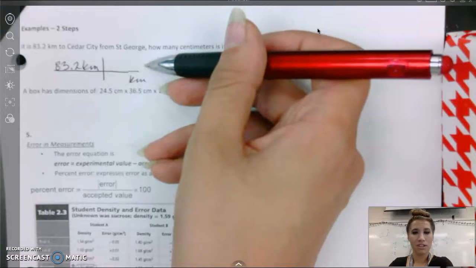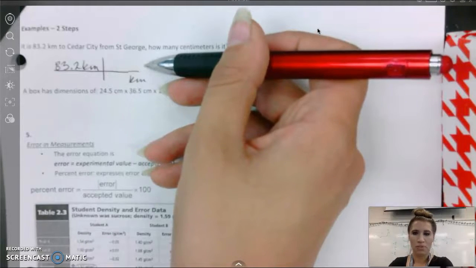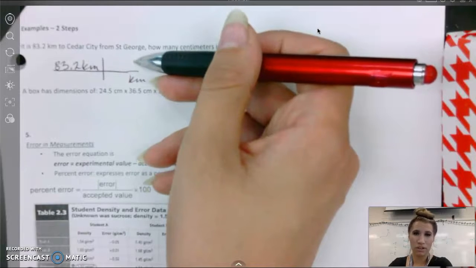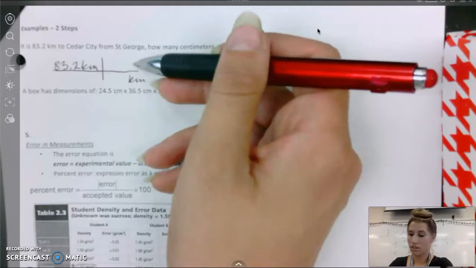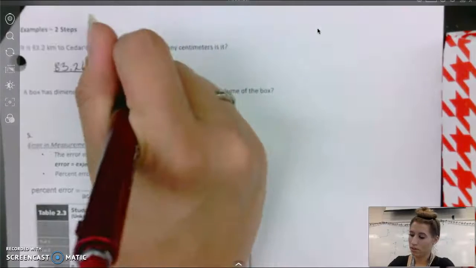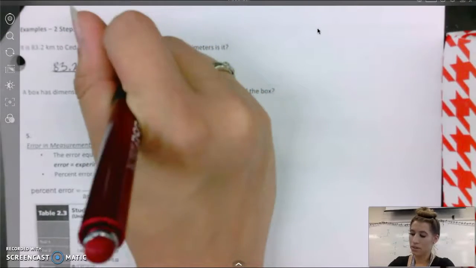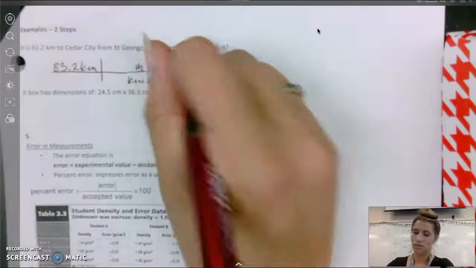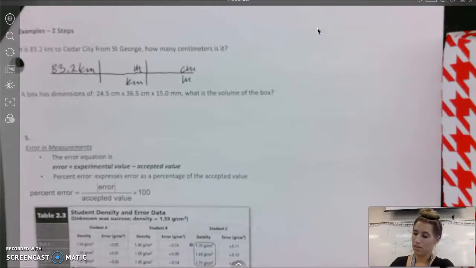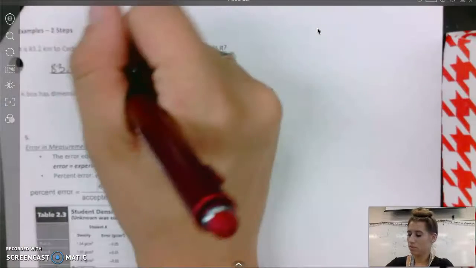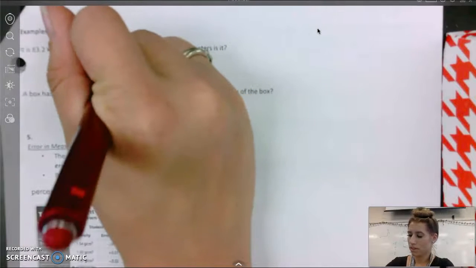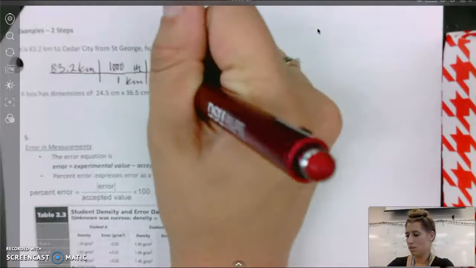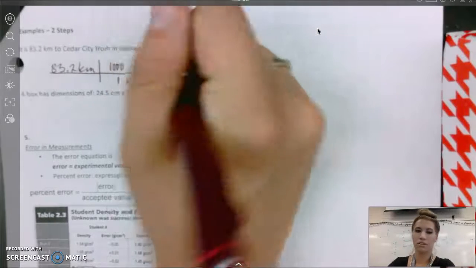So when you run into this issue where you have a double prefix, you're going from one unit with a prefix to another one with a prefix, and you're not sure what that conversion factor is, take it to the base unit, which in this case is meters. So I'm going to go from kilometers to meters, and then from meters to centimeters. Add those conversion factors. 1 kilometer contains 1,000 meters, and 1 meter contains 100 centimeters.